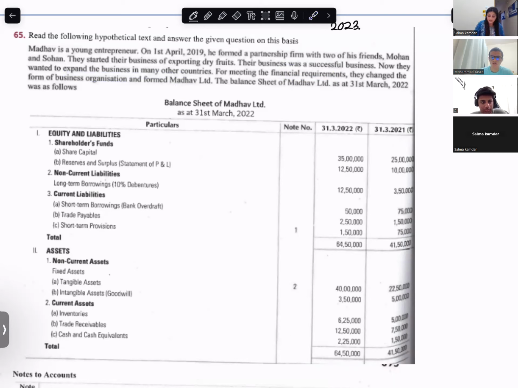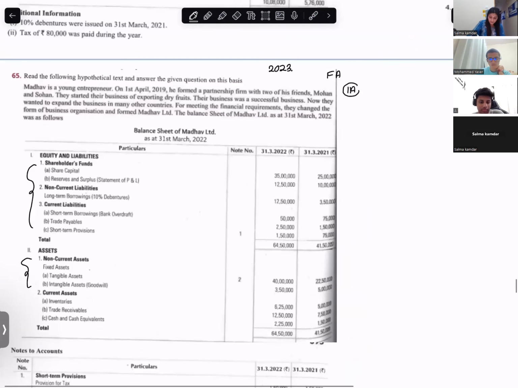The balance sheet of... What is our requirement? What do they want us to find out? Financing activities and investing activities. Financing activities would be in the equity and liability section, and investing activities would be over here. Are you with me? Yes. No problem. Come on, let's read.